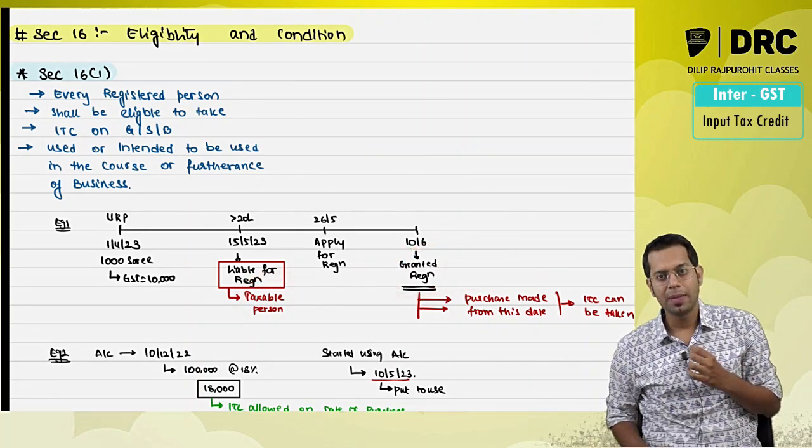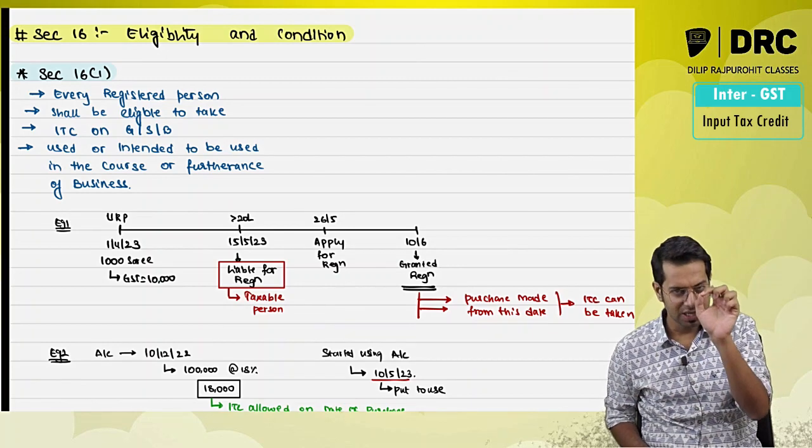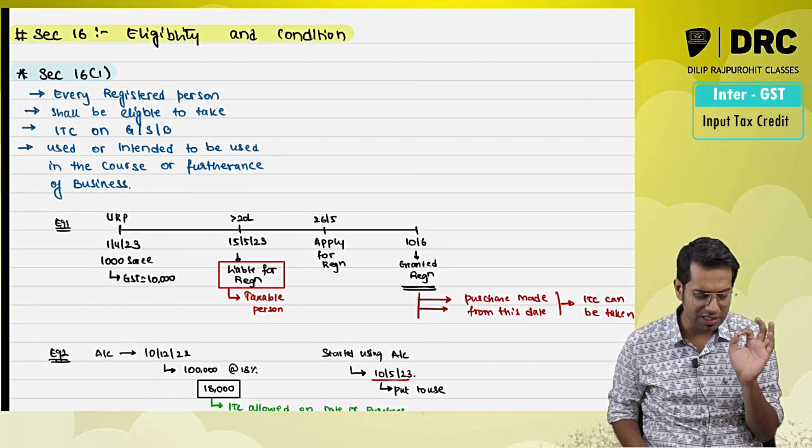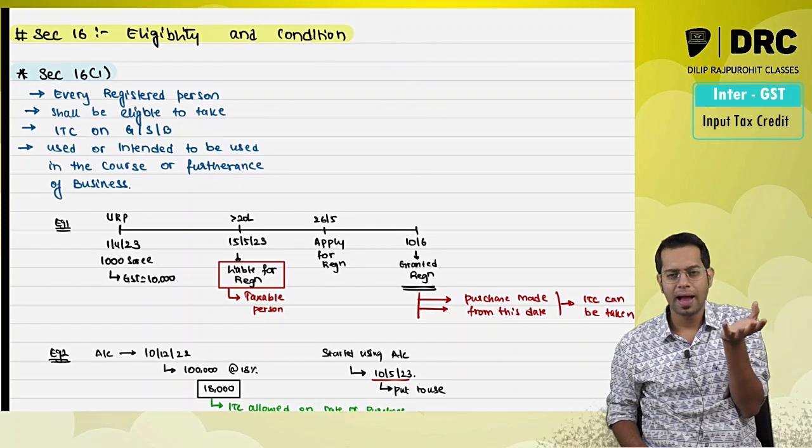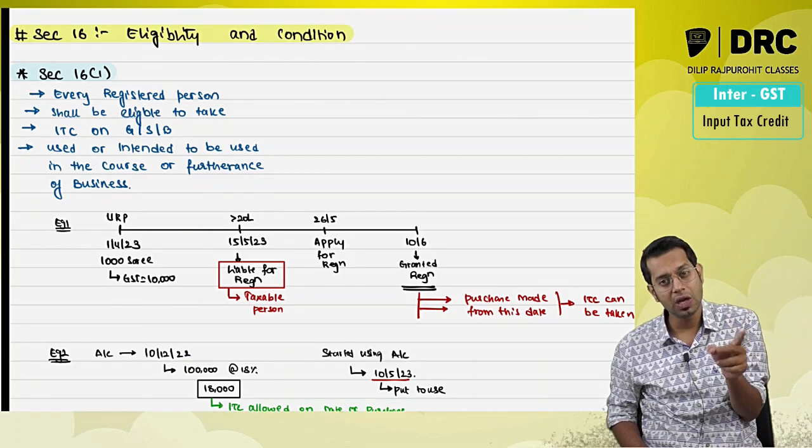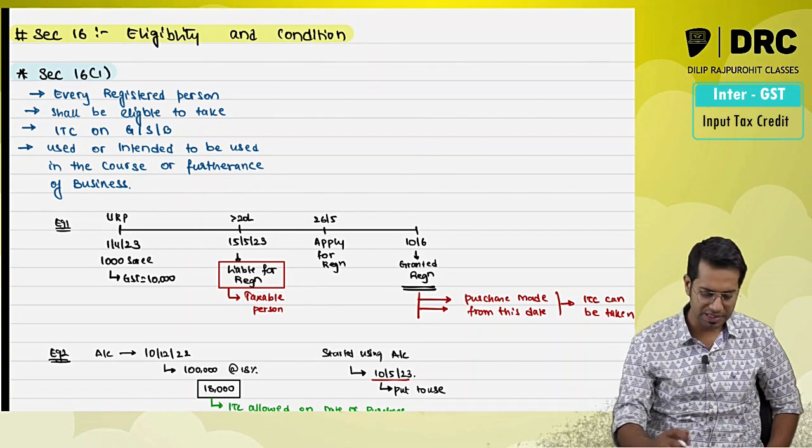So if you want to claim input tax credit, the first and foremost condition is that you should be a registered person, and you should have any goods or services which you are using, or have an intention to use, for your business purpose.